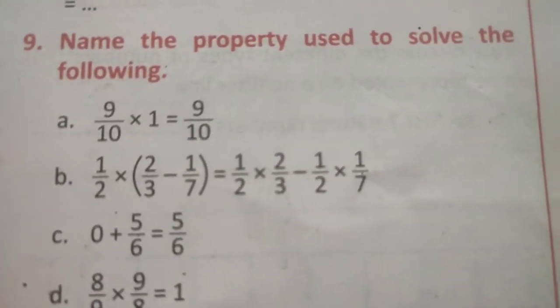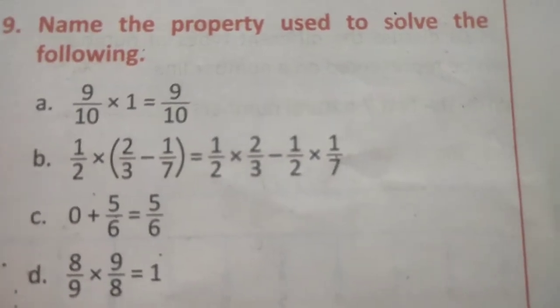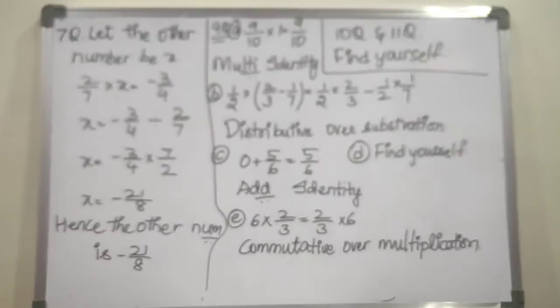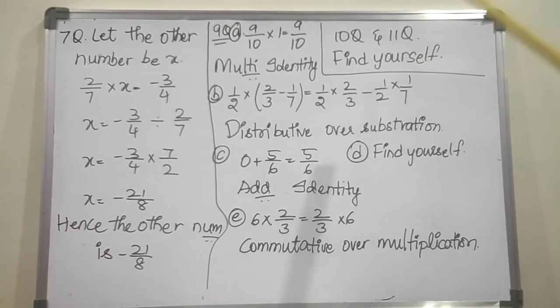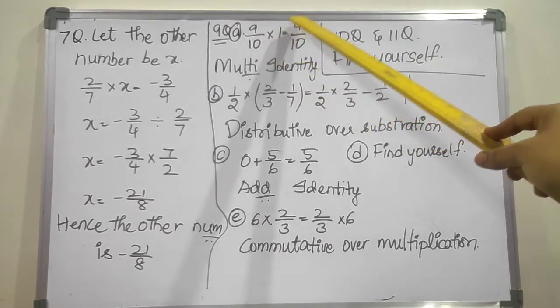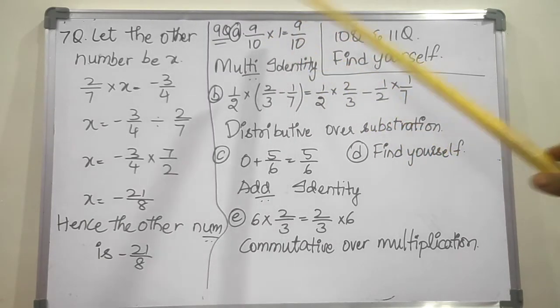Name the property used to solve the following. 9 by 10 into 1 is equal to 9 by 10. That is the multiplicative identity. Here into 1 is the multiplicative identity. Now next question.